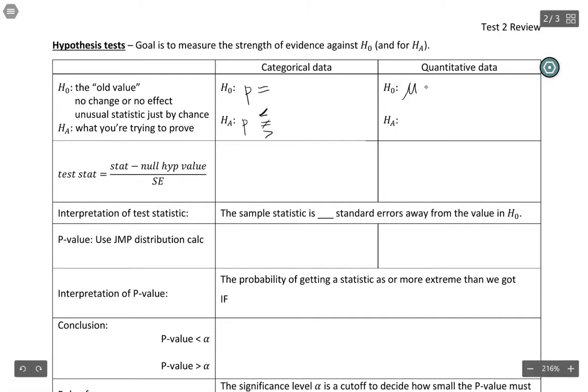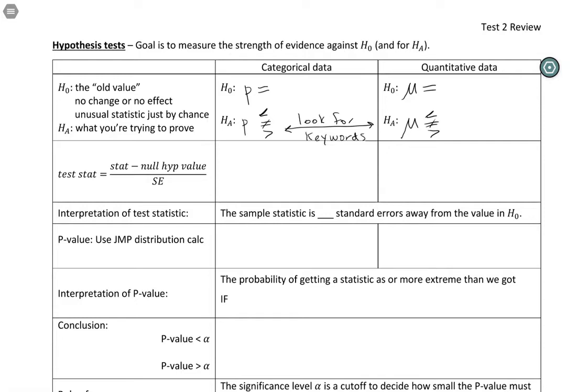This one's going to be in terms of mu. So the null is that mu is equal to some value. The alternative is that mu is less than, not equal, or greater than some value. So first, notice that I'm always using parameters here. When you're stating hypotheses, you're going to use parameters. And then for the options here, for deciding what to put in the alternative hypothesis, you're going to want to look for keywords. So it depends on what the researchers are trying to prove, what their conjecture is, what sign you're going to use in the alternative.